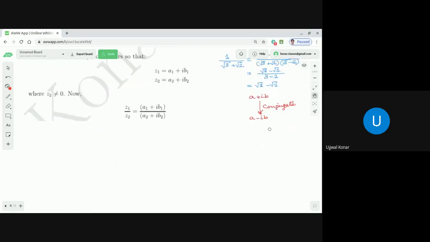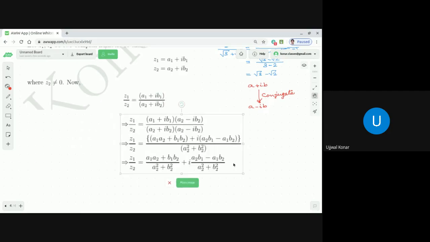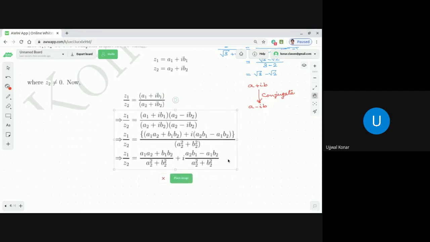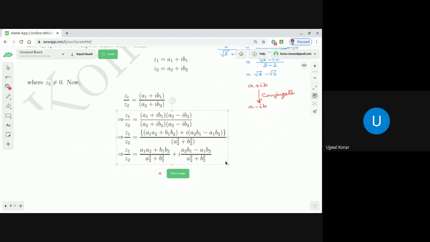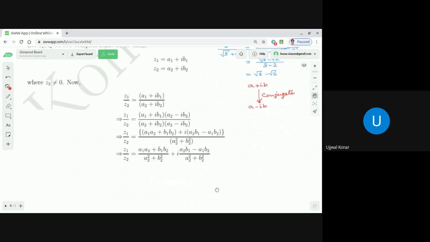Then what we are going to do, dear students, is multiply both numerator and denominator by a2 minus ib2. Now, if we do this, what are we going to get? We are going to get something you must be very familiar with. If it is not, never hesitate to let me know. So what we get, dear students, is a1 plus ib1 into a2 minus ib2 divided by a2 plus ib2 into a2 minus ib2. This is the step we get, dear students.